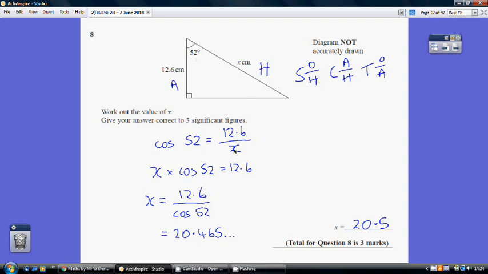Now to make x the subject of this, there's sort of two bits of algebra. We start off by multiplying both sides by x, and then we divide both sides by cos 52. So x equals 12.6 divided by cos 52, not the other way around. Popping this into our calculator, we get 20.465... which is 20.5 to three significant figures.